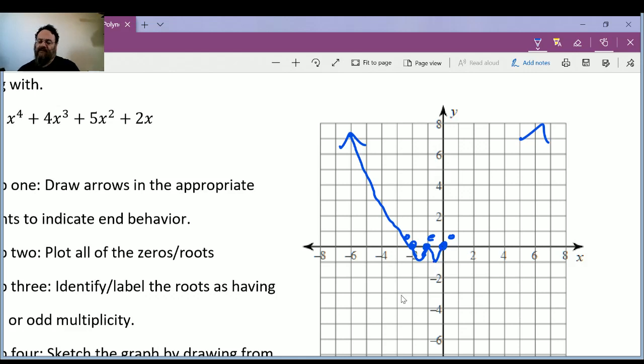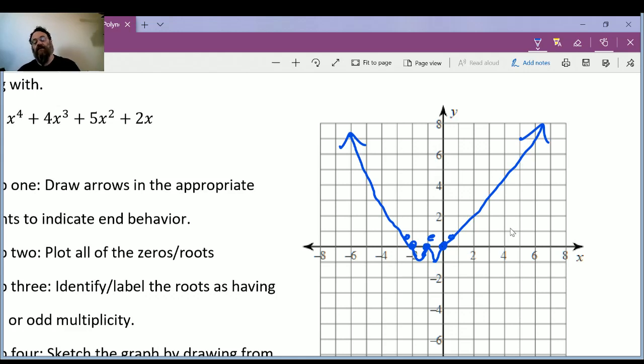And we hit this final 0. It's an odd multiplicity. Odd means you're just going to go right on through. And there we go. Now that looks, I will be honest, absolutely terrible from an accuracy standpoint, but it has all the features that I'm looking for from you guys.